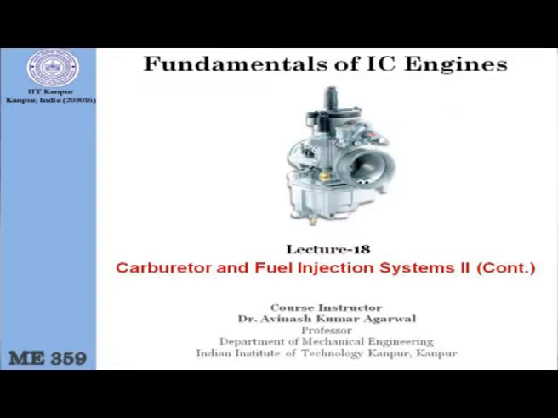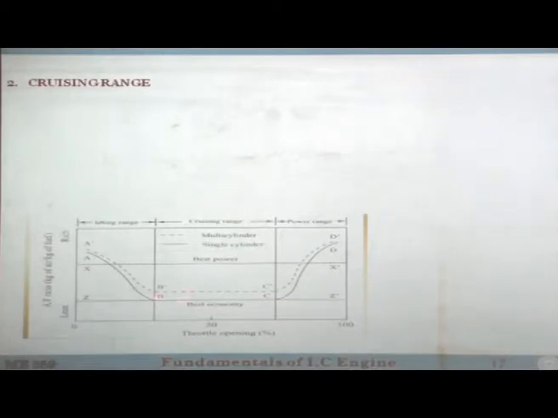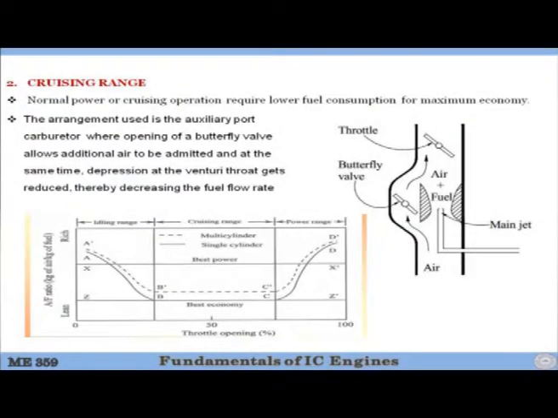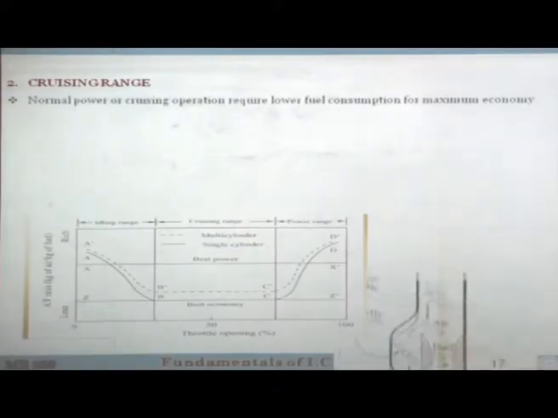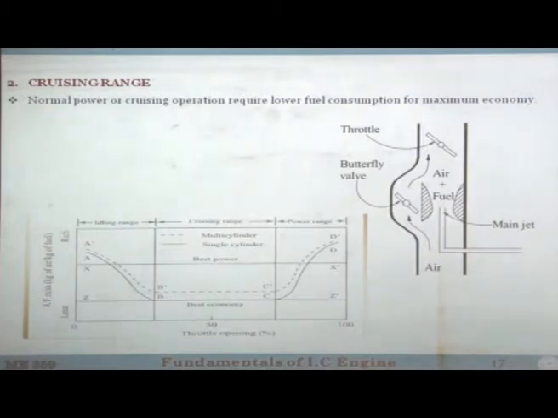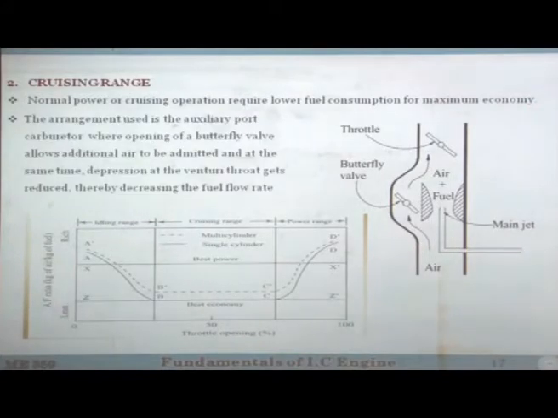Now come to the cruising range. Cruising range is when we want the most fuel economy. We are talking of the best economy zone. So you have a certain throttle opening, say from 25% to 75%. Under normal cruising condition, you would like to have a lean mixture. So normal power or cruising operation requires lower fuel consumption than the maximum economy.